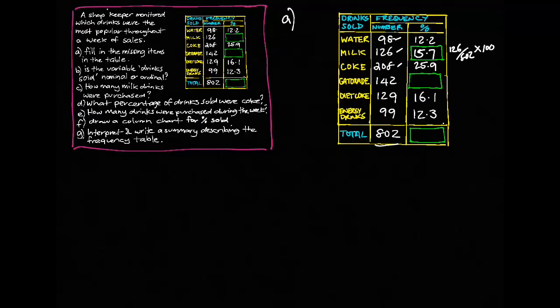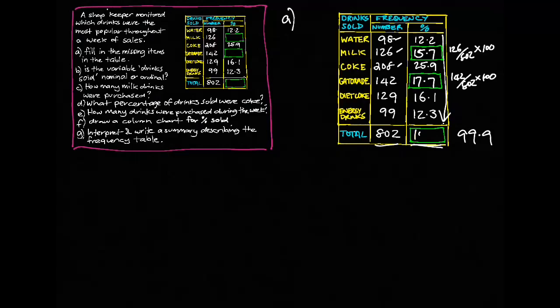Now looking at Gatorade, so 142 Gatorades were sold out of a total of 802 drinks, turning it into a percentage by multiplying by 100. So that gives you 17.7%. And finally, you add everything up in this column to find the total. You'll get on the calculator, if you're adding up the rounded off values, you'll get 99.9.